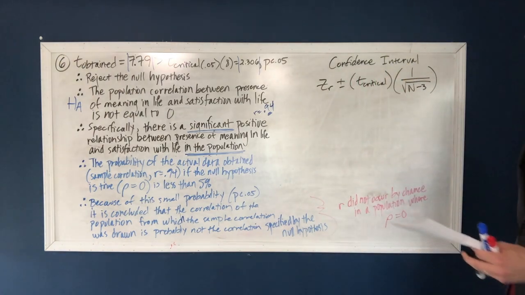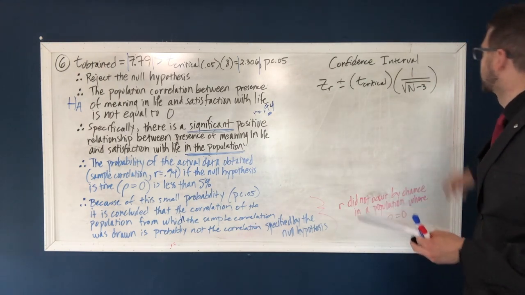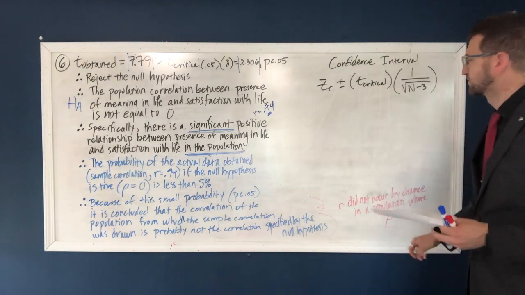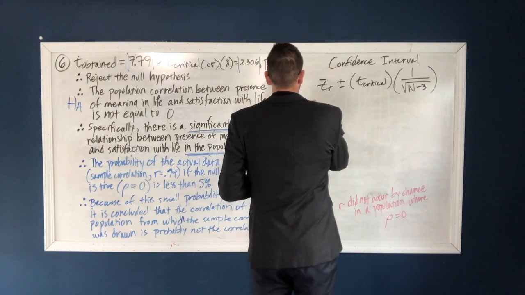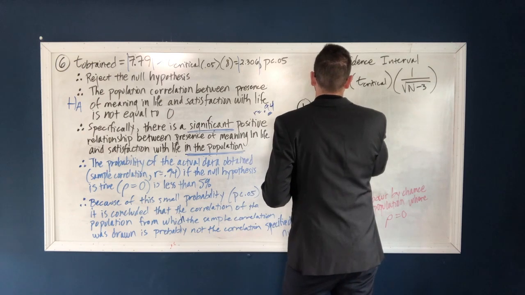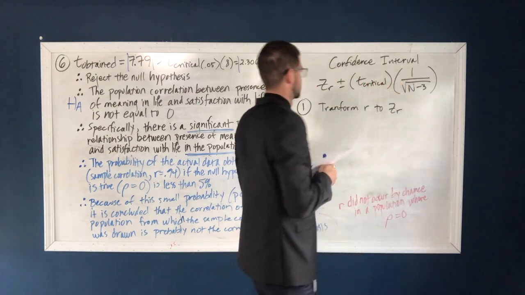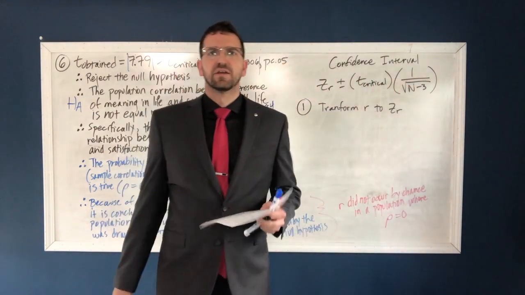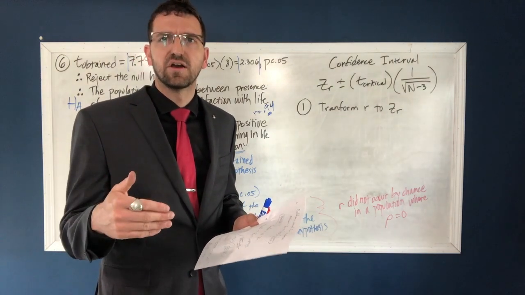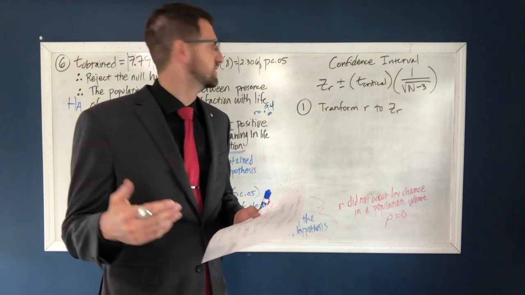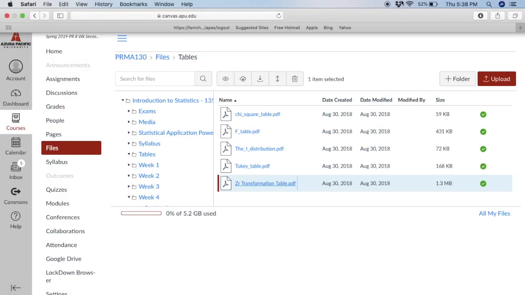Okay, so there's our equation for the confidence interval: ZR plus or minus the t critical multiplied by 1 divided by the square root of n minus 3. So step 1, we need to transform R to ZR. In order to transform R to ZR, you have to go to Canvas, Files, Tables, and pull up the R to ZR transformation tables. Okay? So let's go ahead and do that right now.